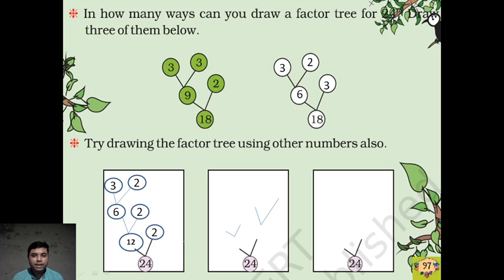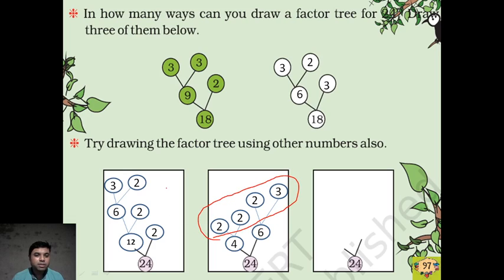Another way, we can choose 4 and 6. For 4, 2 twos are 4, and for 6, 2 threes are 6. So this is also a factor tree of 24. My dear student, whatever pair you choose, take it to the last step. The last step will be the same. Look here, 2, 2, 2 and 3. Here also 2, 2, 2 and 3. Is it clear, my dear student?